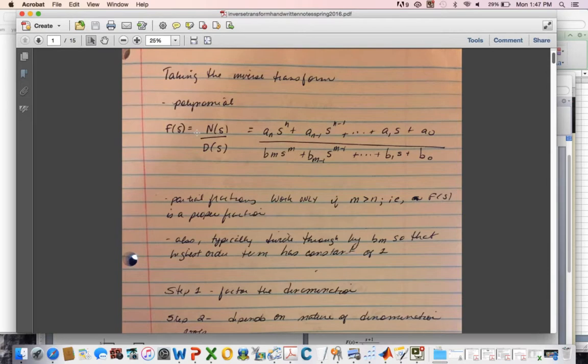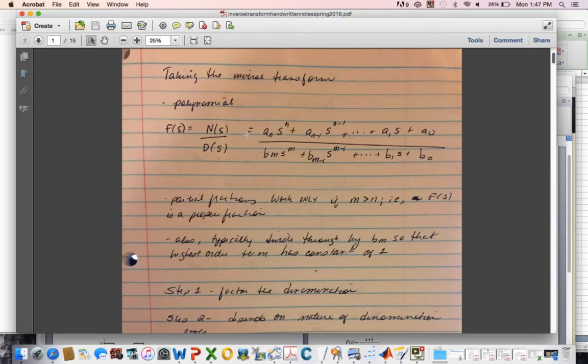So first of all, to take the inverse transform, particularly if you're going to use partial fraction expansion, it is important that you have a rational function, one that contains a polynomial in the numerator and a polynomial in the denominator. And the other thing is, partial fractions only work if the order of the polynomial in the denominator is higher than the order of the polynomial in the numerator. So if you don't have that situation, you have to use long division so that you can get the order of the numerator lower than the order of the denominator.